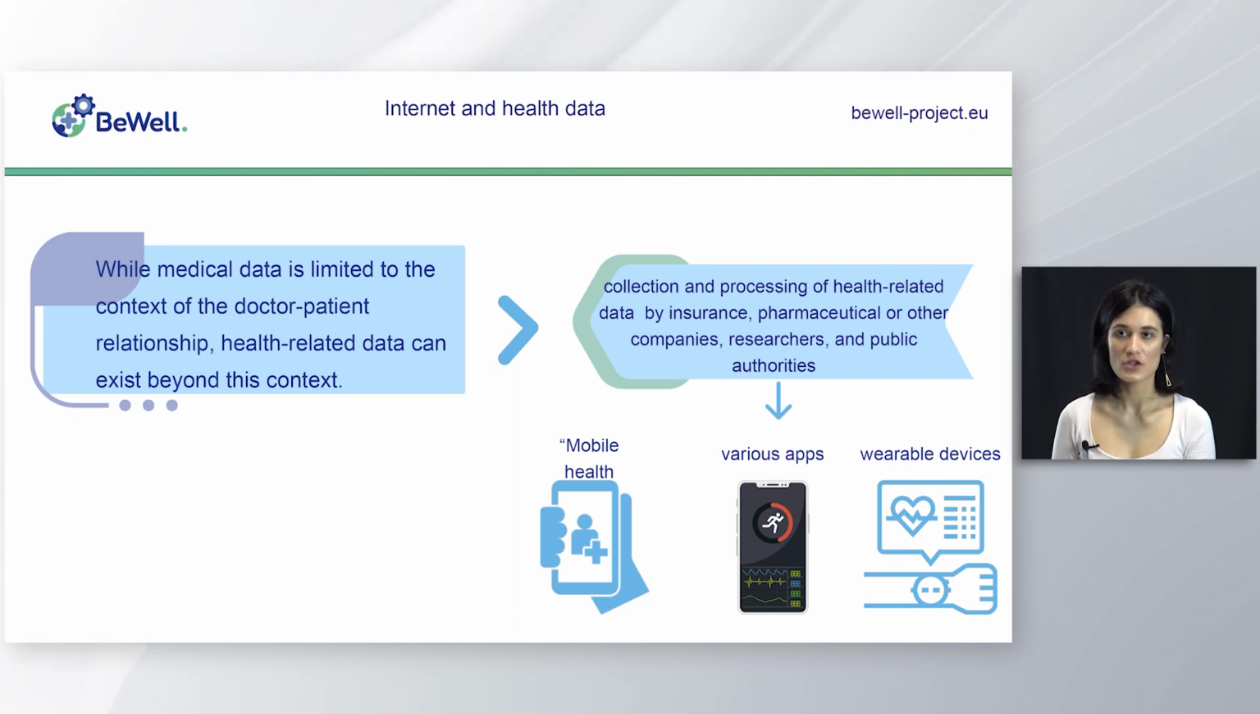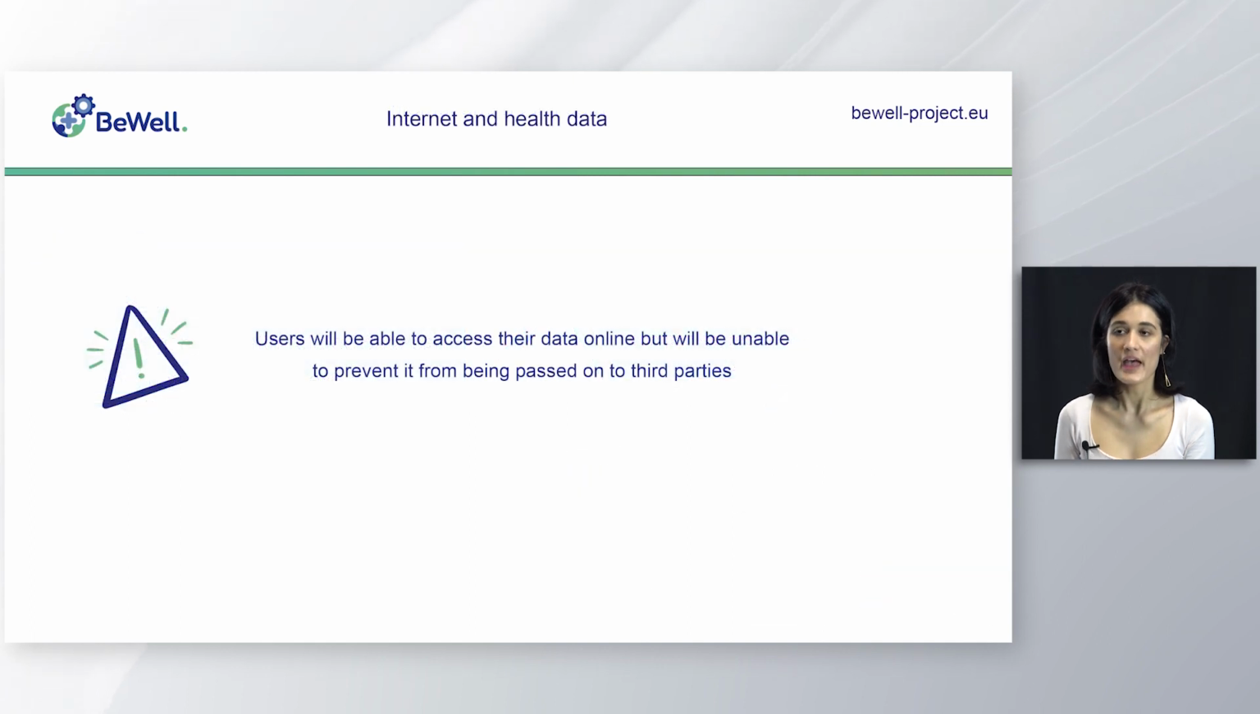Mobile health consists of using objects interconnected to the Internet of Things, various apps on devices like smartphones, and wearable devices like smartwatches. A big concern is that users will be able to access their data online but will be unable to prevent it from being passed on to third parties.